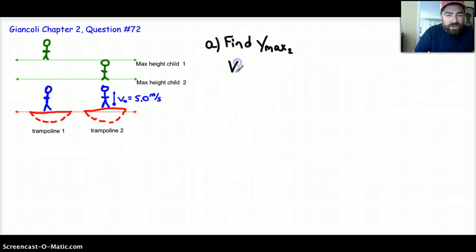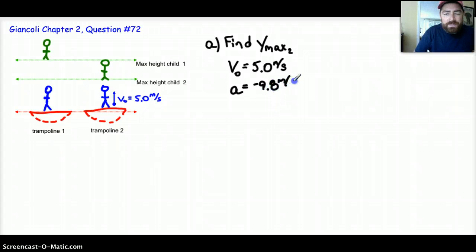Let's go ahead and write down what we know. We know that the initial velocity is 5 meters per second. We also know that the acceleration due to gravity is going to be negative 9.8 meters per second squared, because the child's jumping on Earth, and anything that's only being acted on by gravity will accelerate in such a way. We can say that the initial y position of the child is equal to 0, and we'll basically be looking for the final y position.